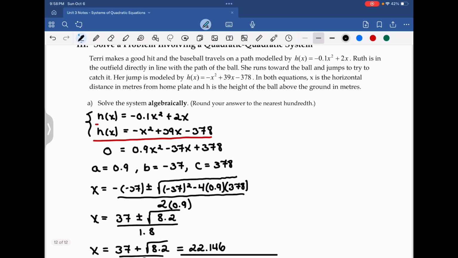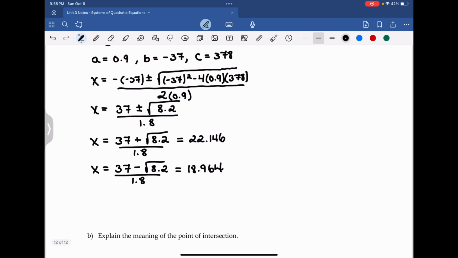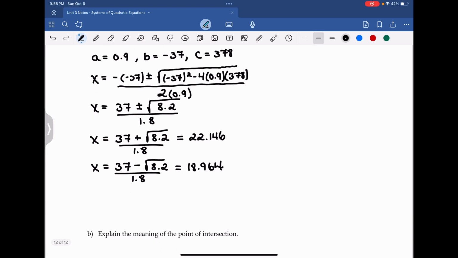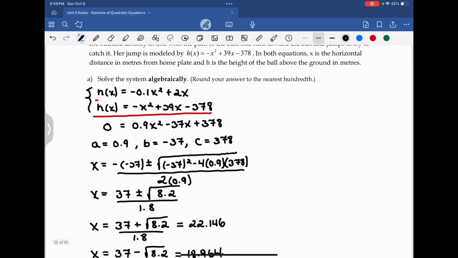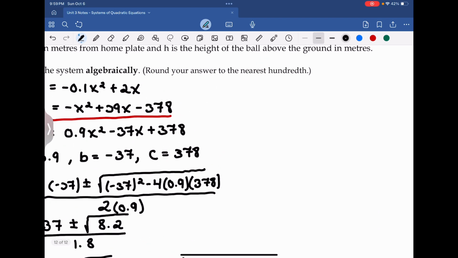That's not what they asked us for, though. They said we need to solve this algebraically such that we have a distance from home plate and we have the height. Because right now, all we have is how far it went. We don't really have the y value or the h value. So to figure that out, it's actually quite simple. For part two, we're going to bring it up here and we're going to plug it into the functions.